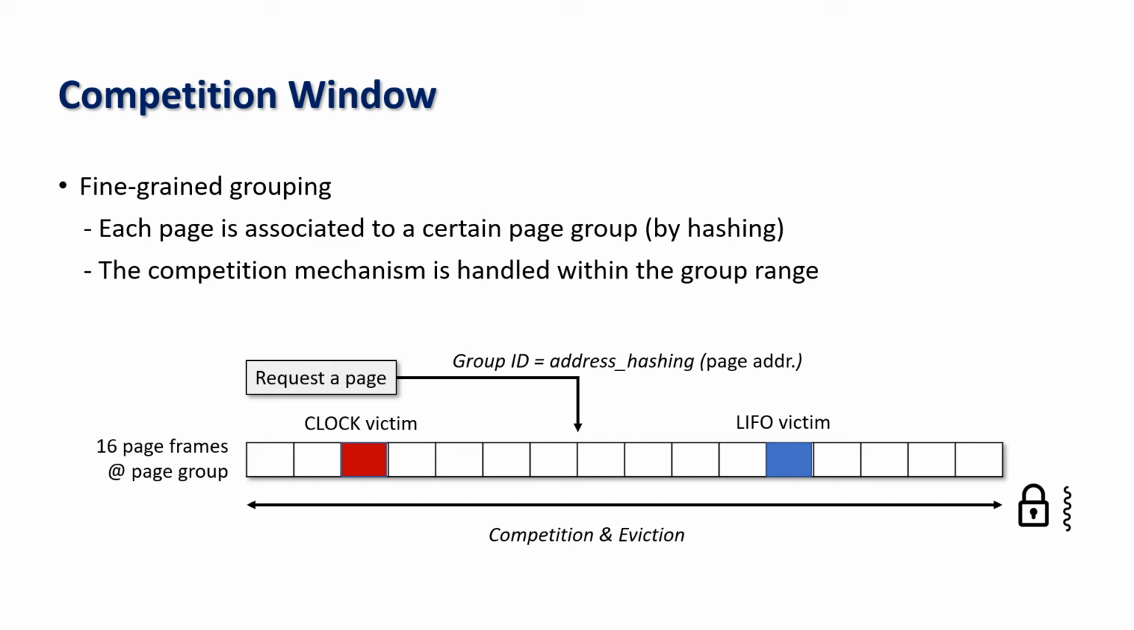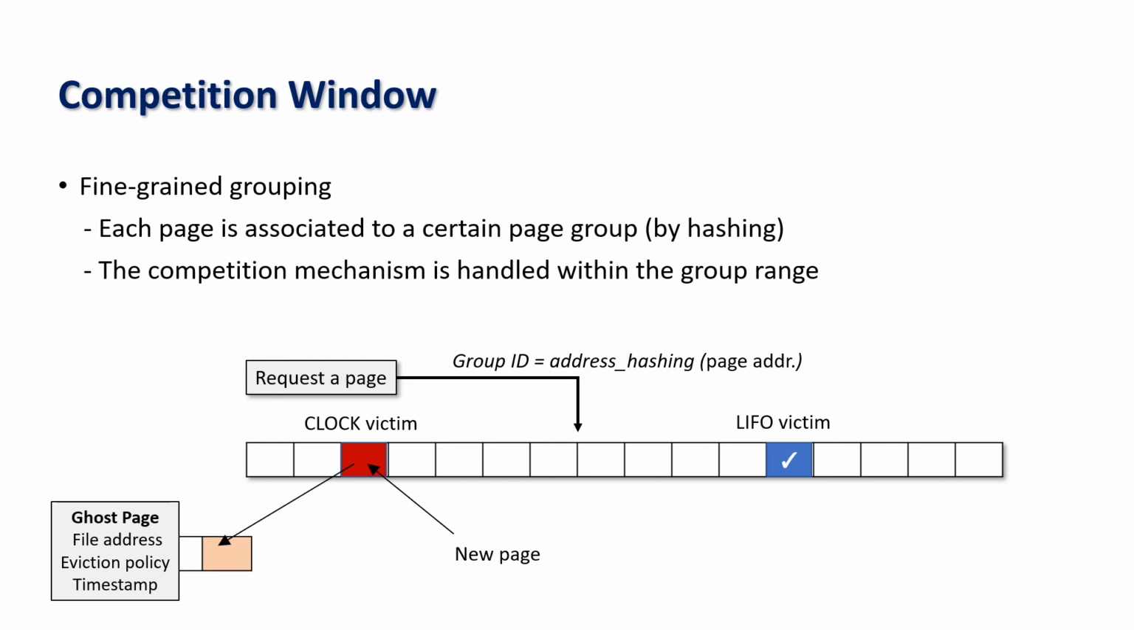In the group, victims are selected by 2 policies in their own way. So if clock is the active policy, the clock victim is actually replaced with a new page after saving the metadata to the ghost page. Metadata includes the file address of the page, the eviction policy, and timestamp. Timestamp is used for a decay function to adjust the rate of competition events over time.